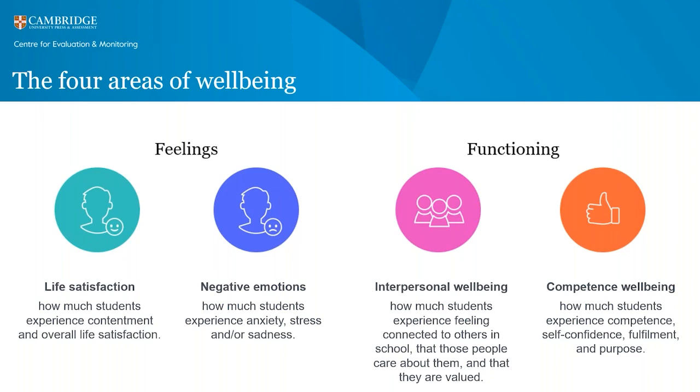Interpersonal well-being under the functioning side of things here, how students are relating to their peers and to their teachers in school. And finally, competence well-being, how much students experience that sense of fulfillment and purpose. So you've got this really nice model that you can look at. It uses 4 different lenses to look at your students' well-being.